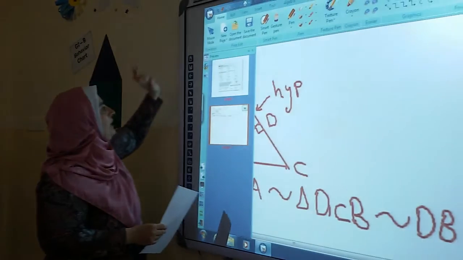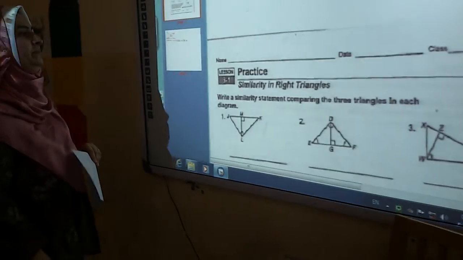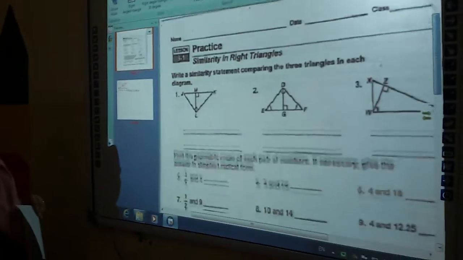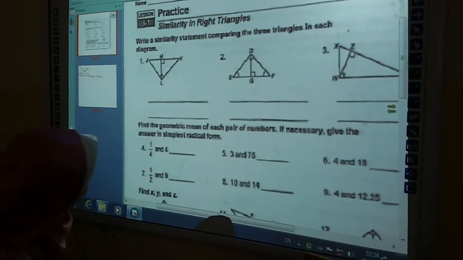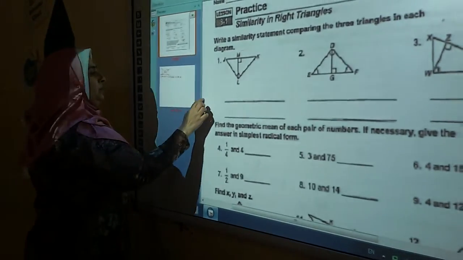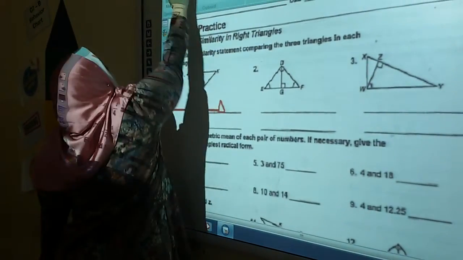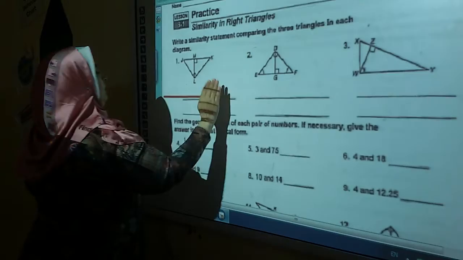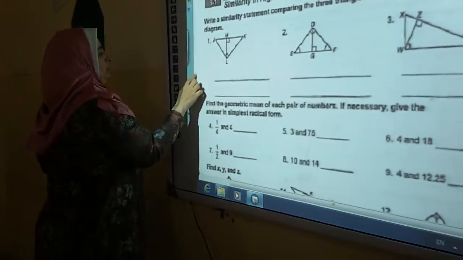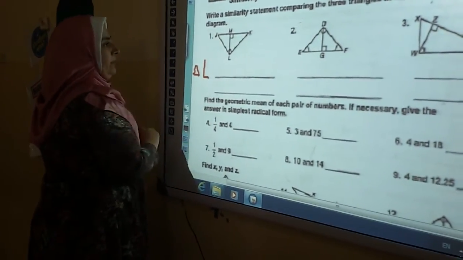Okay, let's see the exercise here in your book and try to solve it. I'm going to solve number 1. Okay, here we're going to take the same rule. I'm going to take the whole triangle, the big one, starting with the right angle. It is L. Very good. Then K.